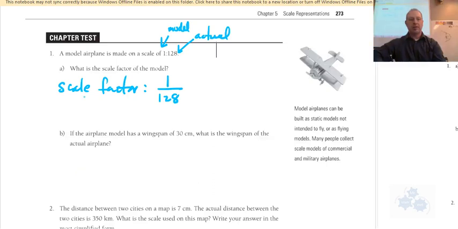Okay, so again, this is the chapter test. We use this as a review for chapter 5. And we just started talking about chapter 1.